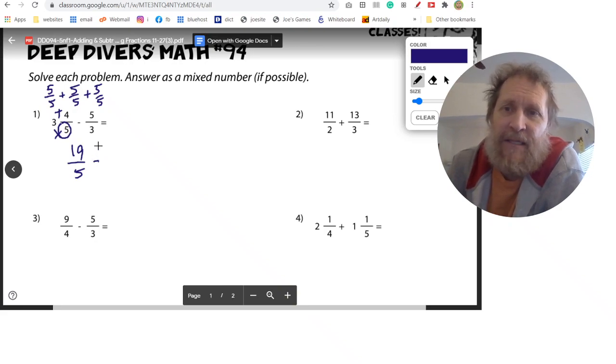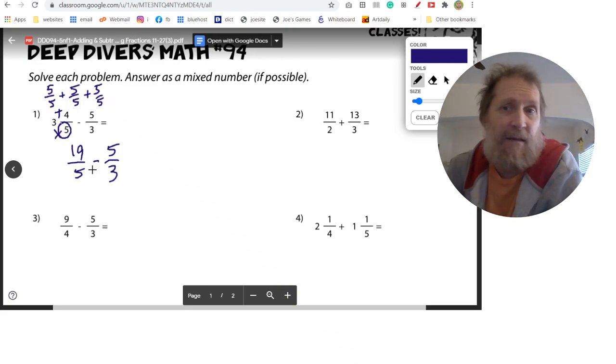So I've got 19 fifths minus 5 thirds. Okay, now if I'm trying to take thirds away from fifths, I've got to find a common denominator. I can't really do this very easily because these aren't in the same types of unit. The denominator tells me what it is that I'm subtracting. So I need to be able to subtract the same kind of thing from the same kind of thing.